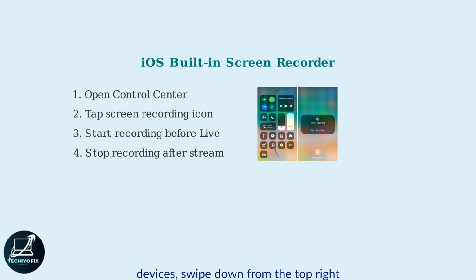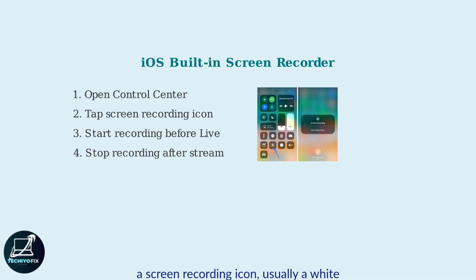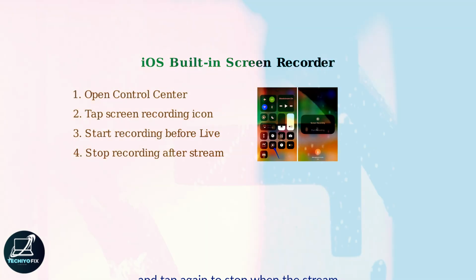On iOS devices, swipe down from the top right corner to open Control Center. You'll see a screen recording icon, usually a white circle inside a gray circle. Tap it to start recording before the live begins, and tap again to stop when the stream ends.